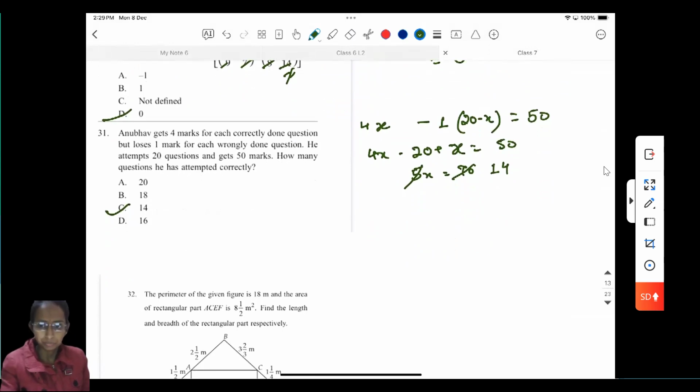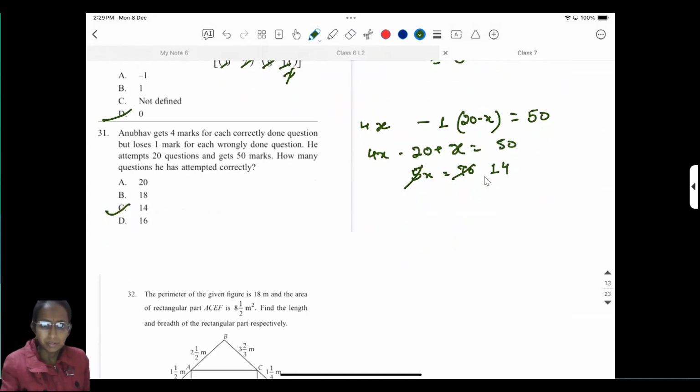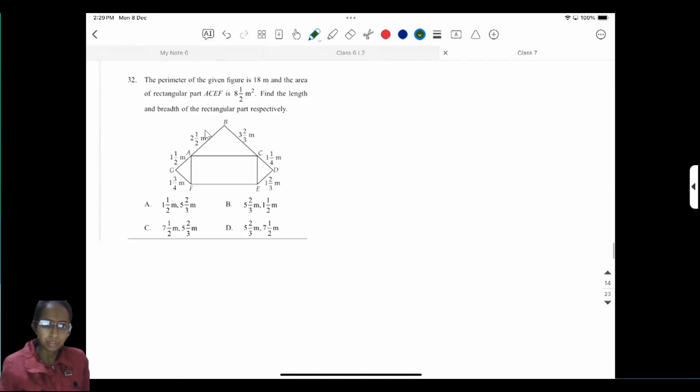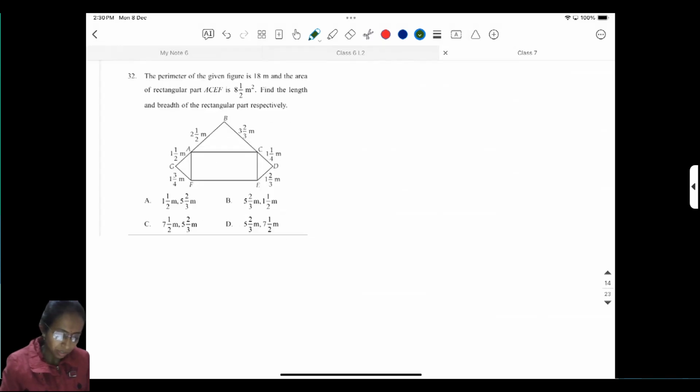Now the next one. The perimeter of the given figure is 18 and the area of the rectangular part ACEF is 8 1 by 2. That means 17 by 2 is the area of this part. Find the length and breadth of the rectangular part.